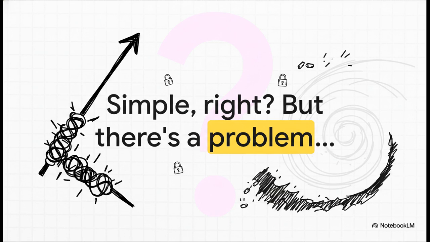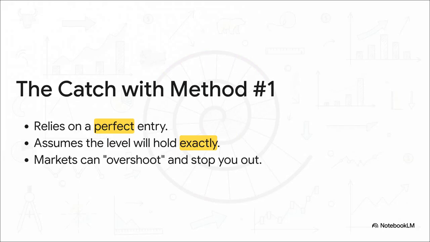But you know how it goes in trading. If something seems too simple, there's usually a catch. And here it is. The big problem with this first method is that it's just too rigid. It treats these Fibonacci lines like they're perfect concrete walls. But markets aren't perfect, they're messy. Prices can spike, they can overshoot a level for just a second, just enough to hit your stop, and then bam, they reverse and go exactly in the direction you predicted. I mean, is there anything more frustrating than that?